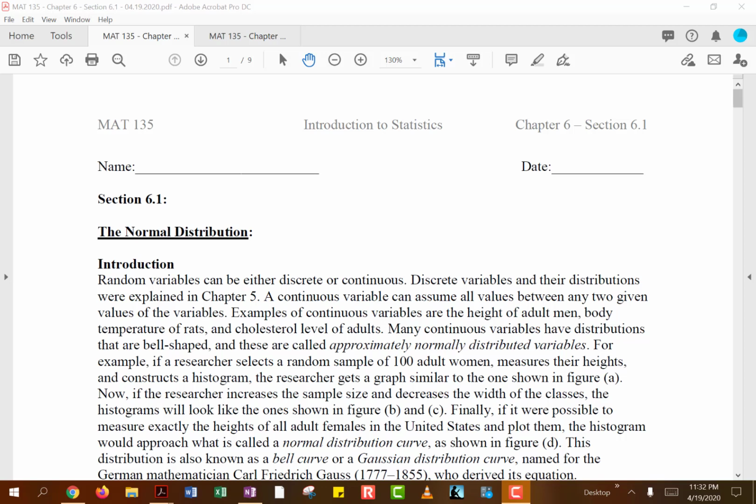Hey everyone, we're looking at section 6.1 today, and of course this is the beginning of chapter 6 where we are going to be talking about normal distribution.